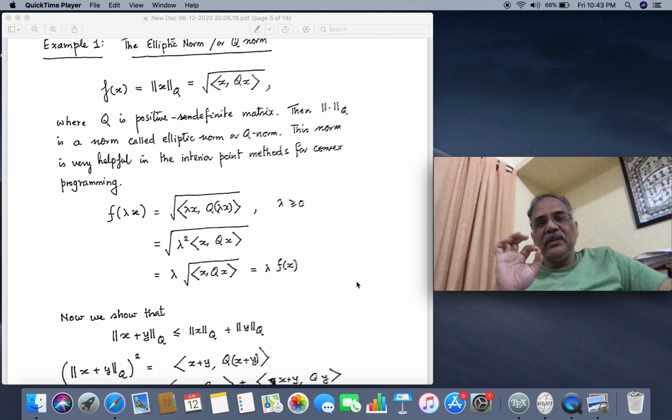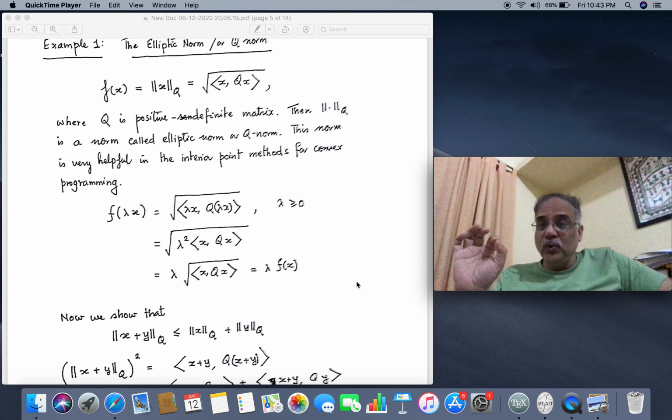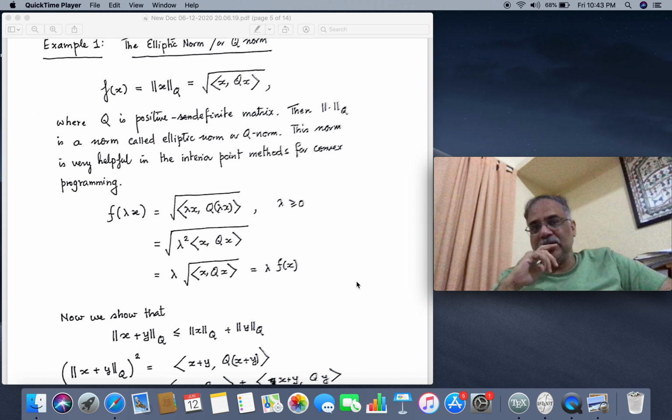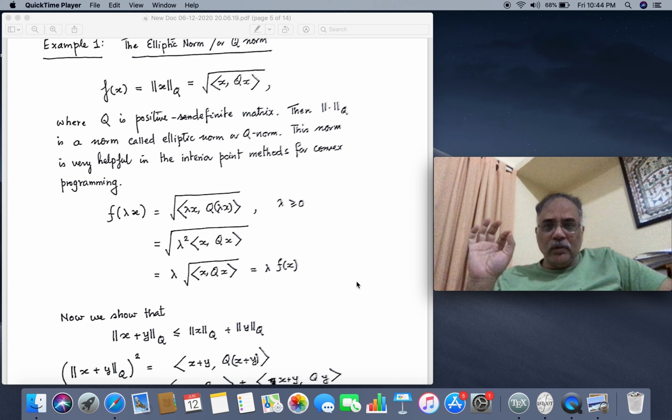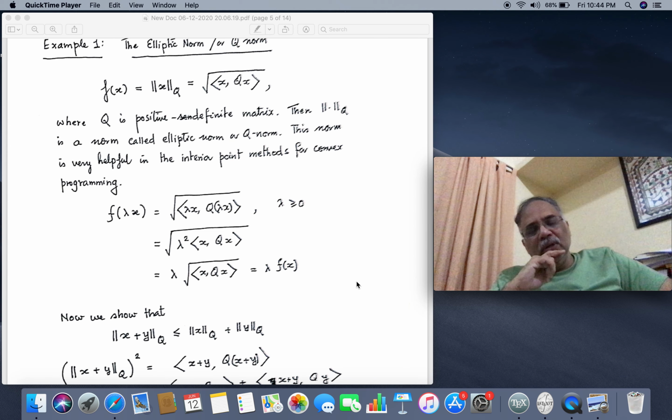We take the example f of x equal to norm x with respect to q, where q is a symmetric positive definite matrix, of course. It is given as the root of x transpose q x. If q is the identity matrix, which is also positive definite, then we get the normal Euclidean norm. This particular norm, and in fact we'll show you at the end that it is a norm, is very useful in the interior point methods for convex programming.